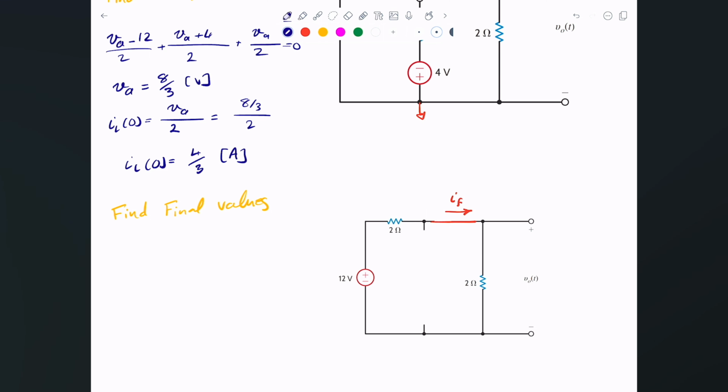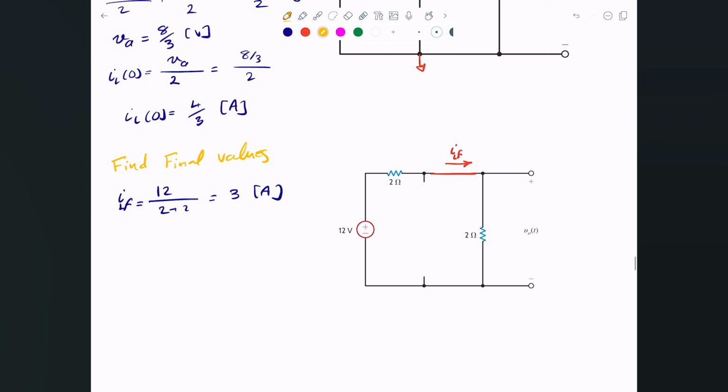So if you take a look at it, it's pretty straightforward and simple. I final is just simply 12 divided by 2 plus 2, which is 12 divided by 4, which is just simply 3 amps. So that's the final value for that current. And I can call it IL of F, for example, just to make sure that it's for the inductor, the current through the inductor.